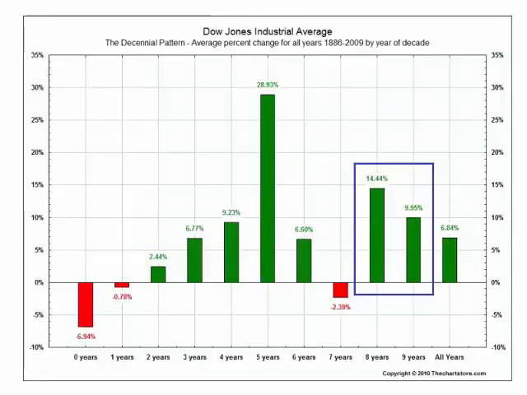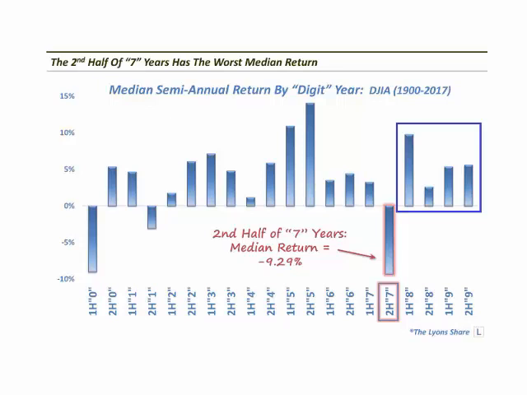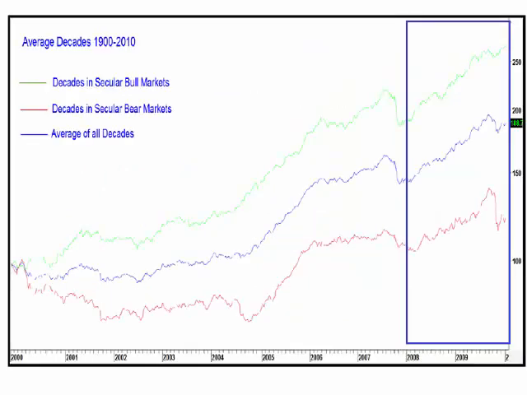Here are the gains by each year of the decade again. The last 2 years are each positive. Zooming in, none of the last 4 half years of the decade have a median return below 0. And remember this chart, look at how the market tends to finish each decade.